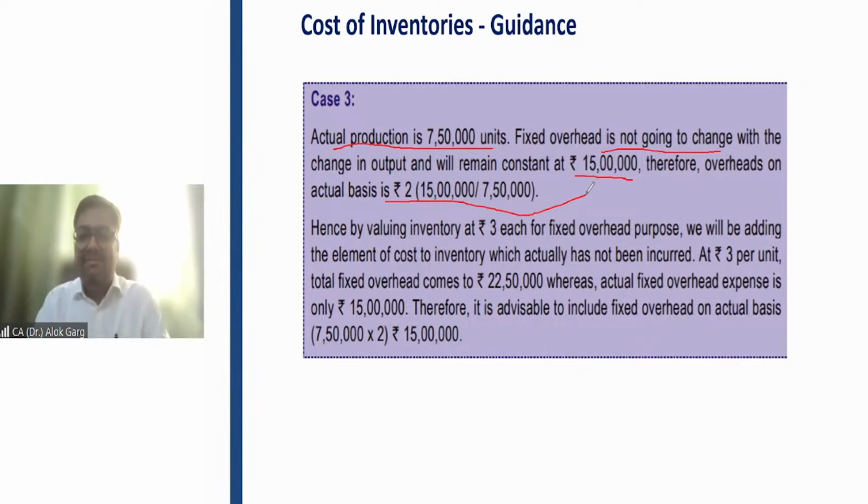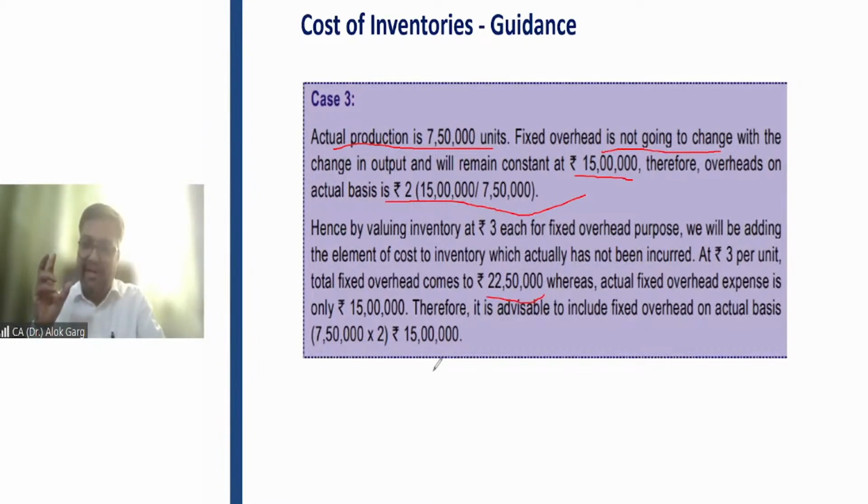So if the production is much more than the normal production, in that case, your fixed cost per unit of output will go down, right? But in case of less production, it will not go up, right? Hence, by valuing inventory at rupees 3 each for fixed overhead purpose, we will be adding the element of cost to inventory which actually has not been incurred. If you allocate at 3 rupees, 22,50,000 of cost comes in. But actual cost is only 15 lakh. Whereas actual fixed overhead expense is only 15 lakh. Therefore, it is advisable to include fixed overhead on actual basis, right?